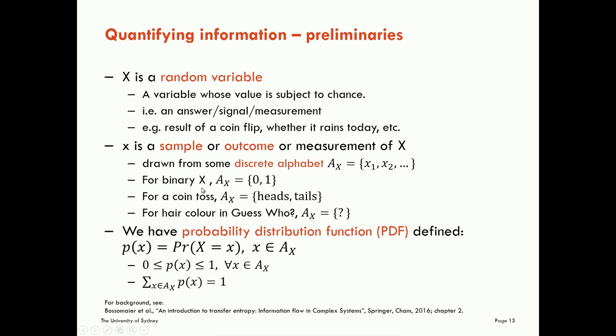For example, for a binary x, our set of realizations could be zeros or ones. For a coin toss, we can represent this as heads or tails. For hair color in Guess Who, what would that be? It would be the set of blonde, brown, black, grey, and red. I think from memory those are the 5 possible hair colors in Guess Who.